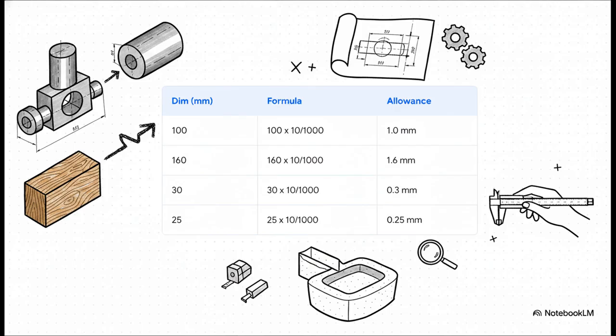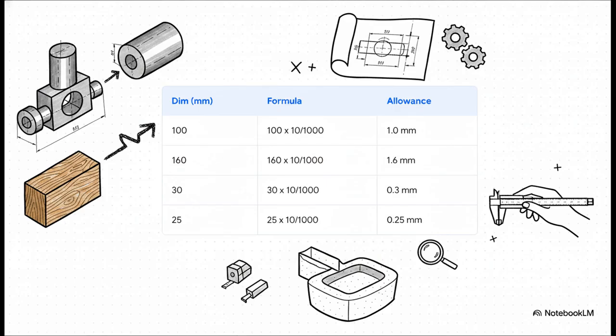But let's look at this as a real-world math puzzle. Imagine we're making a part out of cast iron, which, as we just saw, shrinks at a rate of 10 millimeters per meter. If the blueprint asks for a section to be exactly 100 millimeters long, the pattern maker has to scale it up. They multiply 100 by 10 over 1,000, which gives a 1 millimeter allowance, so the pattern is built to 101 millimeters.